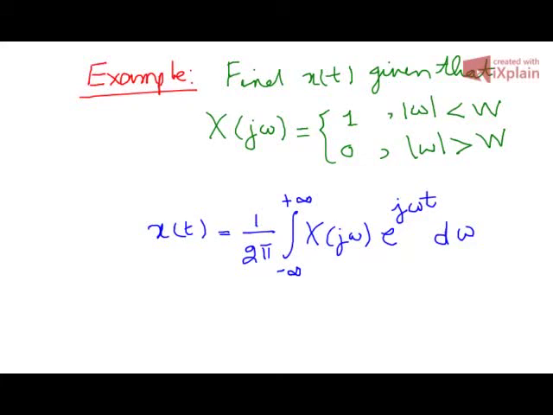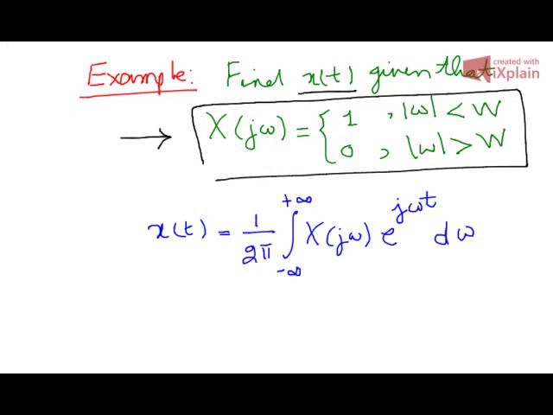In this video, we have to find the time domain signal x of t, given that the Fourier transform is mentioned in this expression. The mathematical description of the Fourier transform, which we can read as x of j omega, is given. X of j omega is equal to unity when the absolute value of omega is less than W, and it is zero when the absolute value is greater than W.